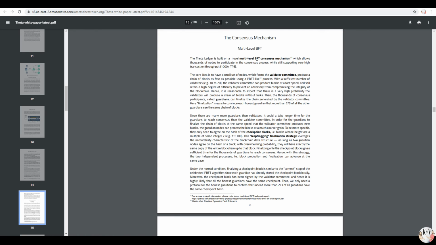Multi-level BFT consensus mechanism. Sounds fancy. What does that mean? If you want to read all of this, it will be very interesting, but mainly they are saying that they will have the main validators, that in this case are big companies, and then in the second layer they will have the guardians. So the validators create all the blocks of the chain, and the guardian nodes are the ones that are finishing this block, kind of signing the paper and saying, okay, it's good. So a very interesting way to process transactions.